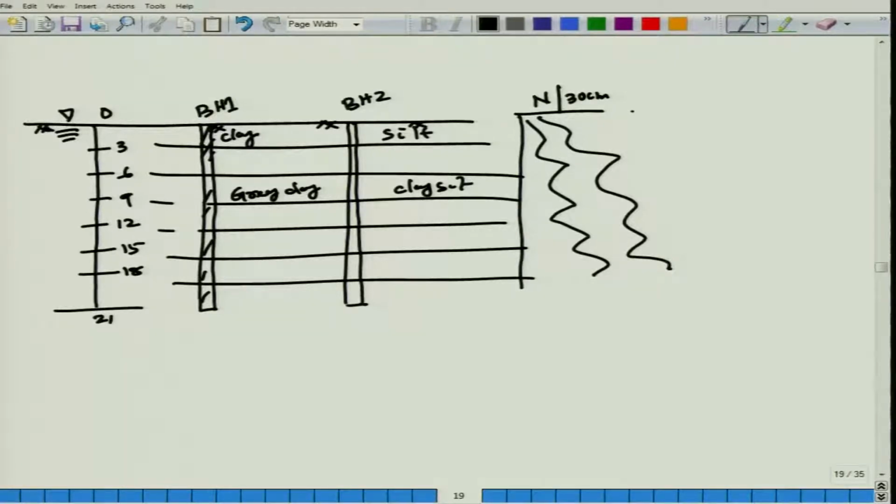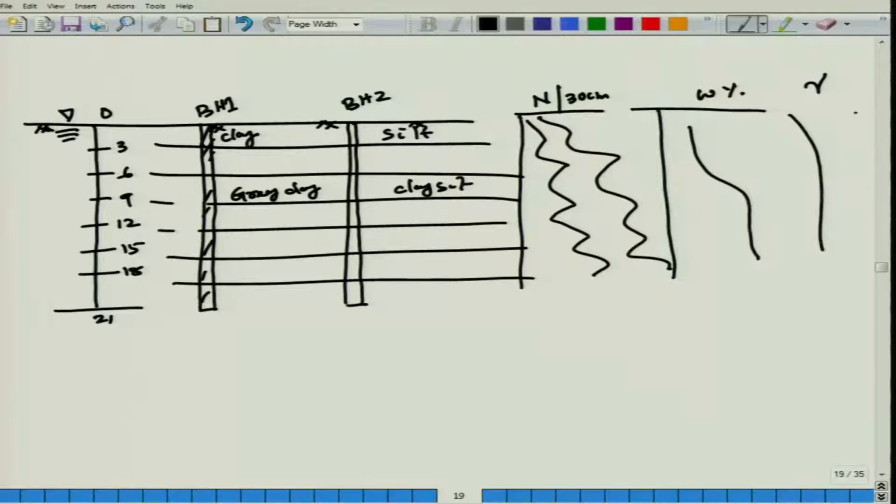Also you show in a data logger what is your natural moisture content. Once you collect undisturbed sample, you will get your natural moisture content, and depth wise how it is varying, natural moisture content, as well as also gamma, unit weight of your soil, that also you can show how it is varying depth wise. So, basically this is a data logger.